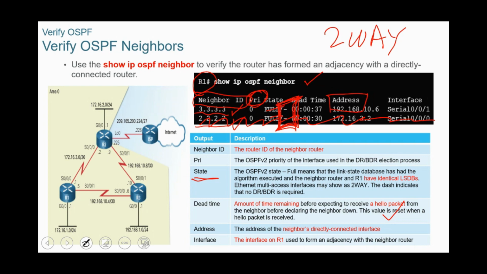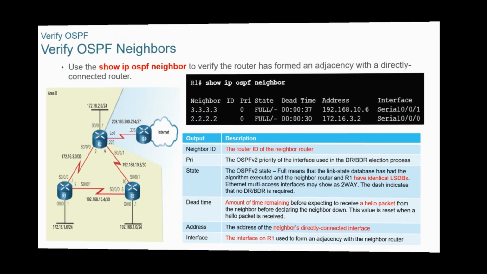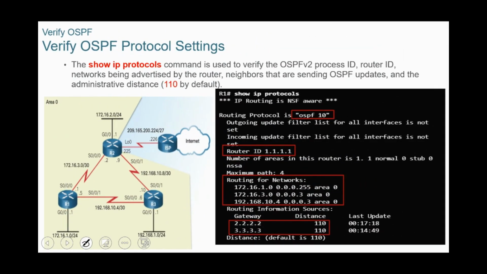Okay. And the interface here represents the interface on R1 used to form an adjacency with a neighbor router. So that's how to interpret the table when you run show ip ospf neighbor.